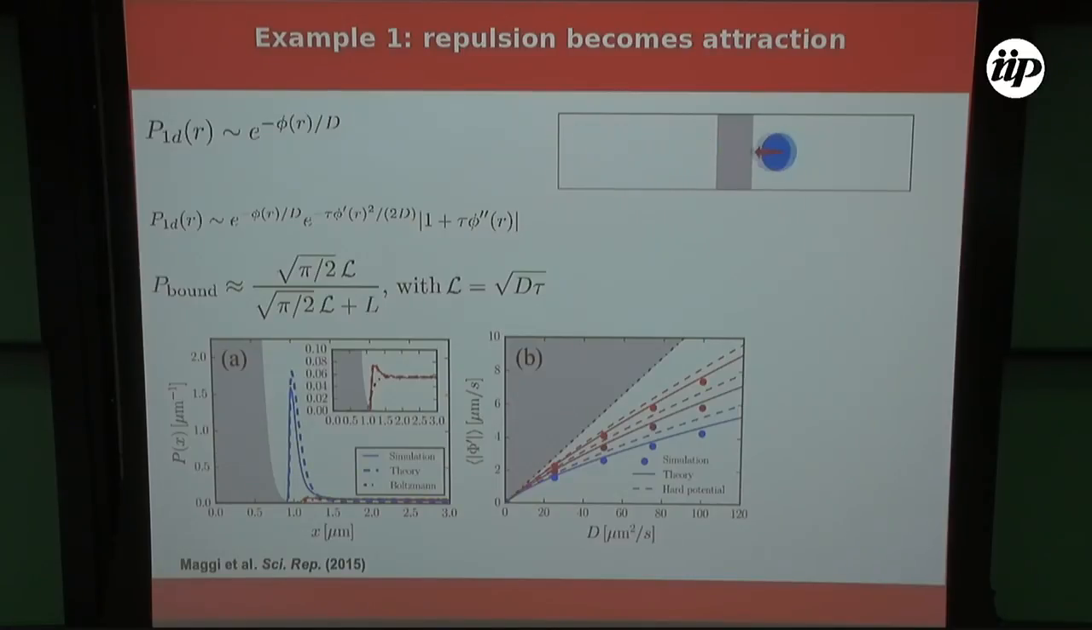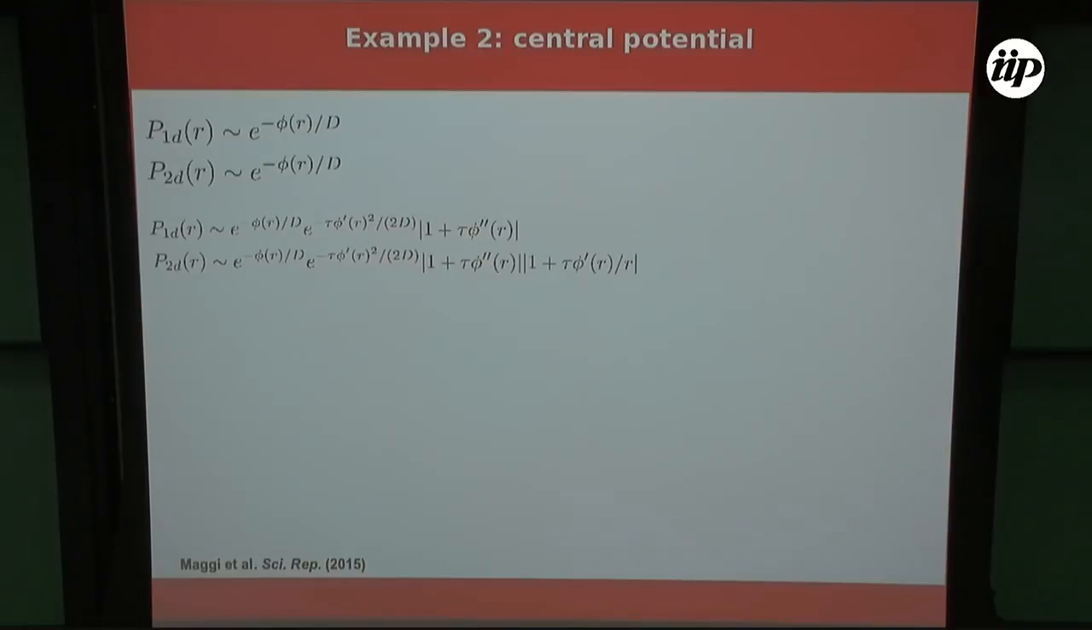Yes, sure. But it's not normalized here. There is just proportionality, but you have to compute the partition function, of course. You have to compute the normalization. When the wall is very steep, the normalization is the integral of this.